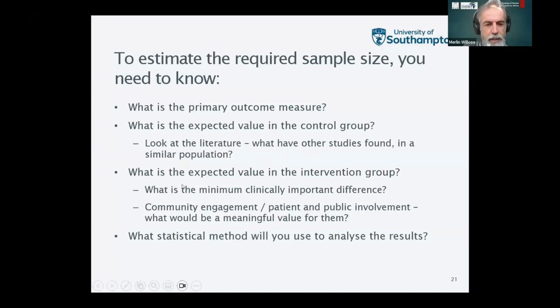And then next, you have to think, well, what is the expected value in the intervention group? What is the minimum clinically important difference? So what would be a meaningful reduction in the number of sickle cell crises for patients with sickle cell anemia? And again, for this, community engagement, patient and public involvement is really important. What would be a meaningful improvement for the patients from their point of view? And then you need to consider what statistical method are you going to use to analyze the results, because that determines how you calculate the sample size.